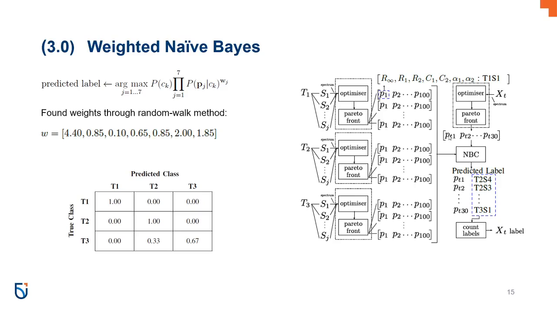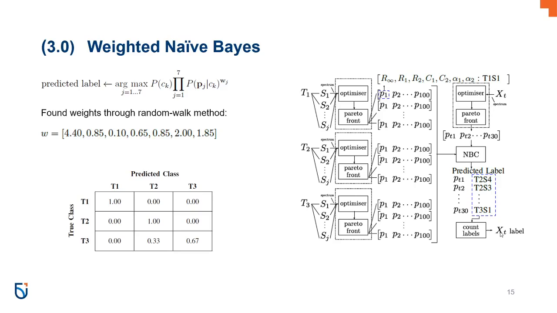We then classify each population member using our naive Bayes classifier, and then we look at the labels for each population member. So for example, say population members 1 through 29 were identified as tissue 2, and the last one, number 30, was identified as tissue 3. Because the majority of the samples were identified as tissue 2, the overall label for the test sample would be tissue 2.